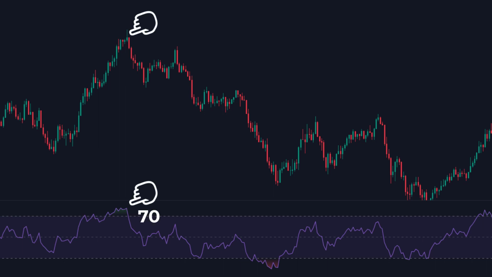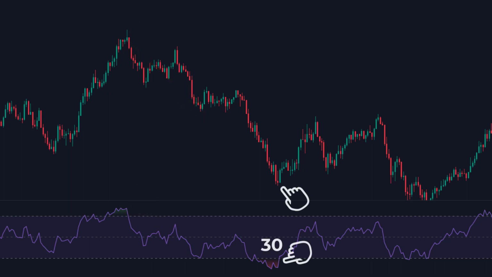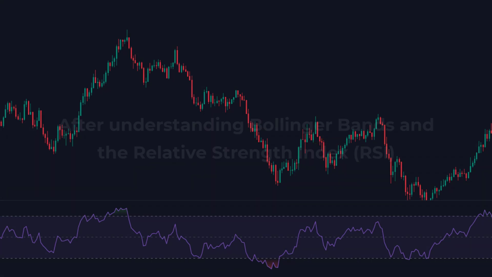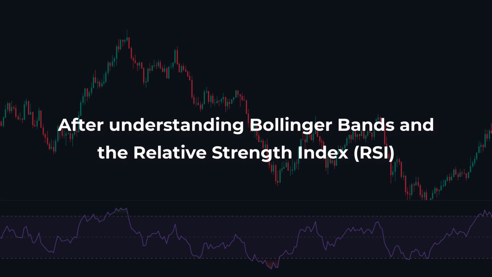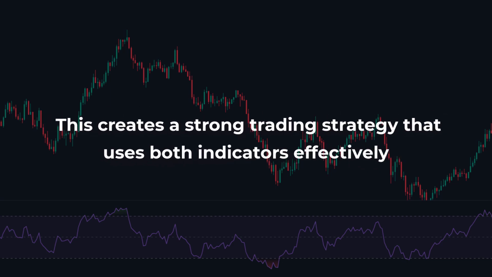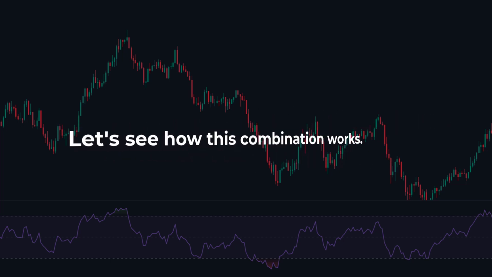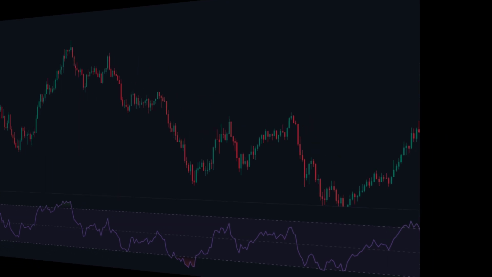If the RSI is above 70, the market might be overbought, indicating a potential selling opportunity. Conversely, if the RSI is below 30, the market might be oversold, suggesting a possible buying opportunity. After understanding Bollinger Bands and the Relative Strength Index, RSI, we combine these two tools. This creates a strong trading strategy that uses both indicators effectively. Let's see how this combination works.